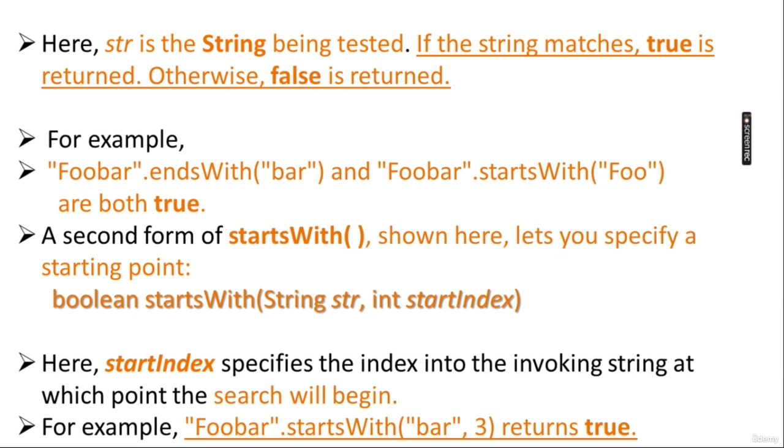Foo bar ends with bar. So bar is present at the end, and foo bar starts with foo, so it will return true. The second form of startsWith takes a start index. It will give you the index from which you have to start fetching the details. Here, start index specifies the index into the invoking string at which point the search will begin. For example, foo bar startsWith bar, 3 returns true.